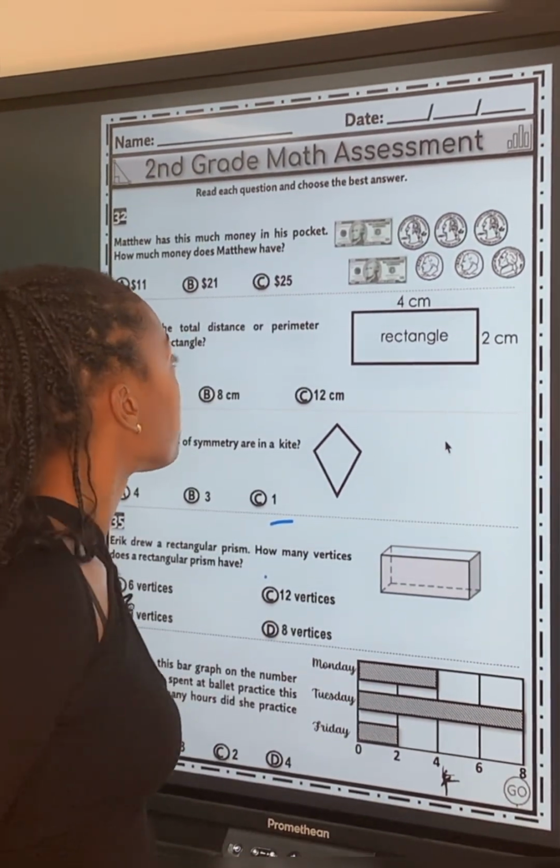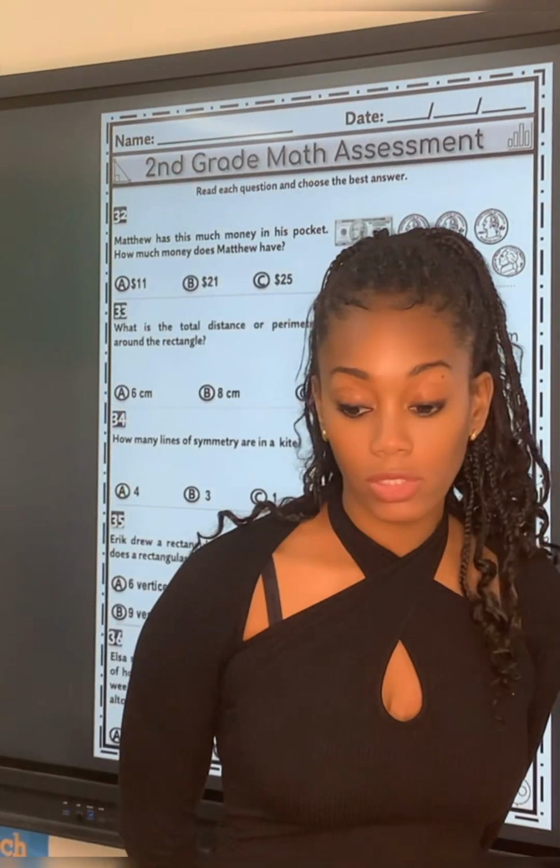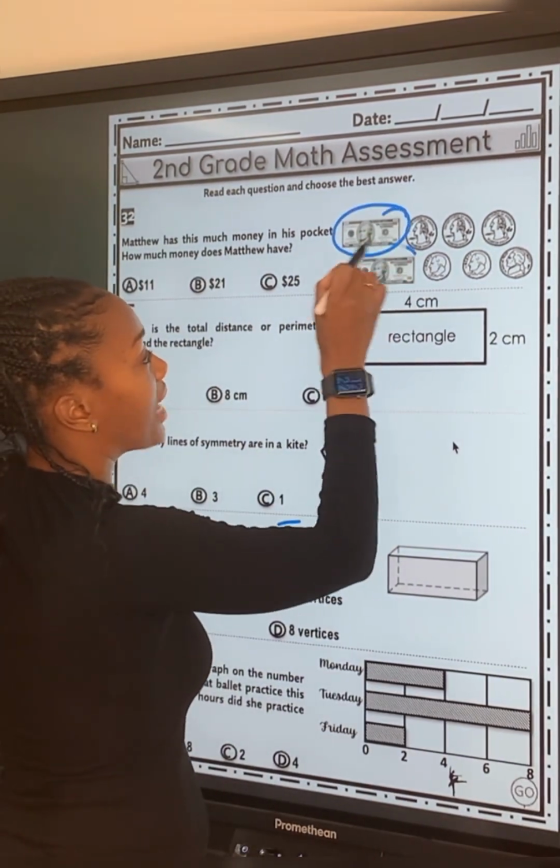Let's look at number 32. Matthew has this much money in his pocket. How much money does Matthew have? Well, all we have to do is count the money. I'm staring at two $10 bills. How much is that?